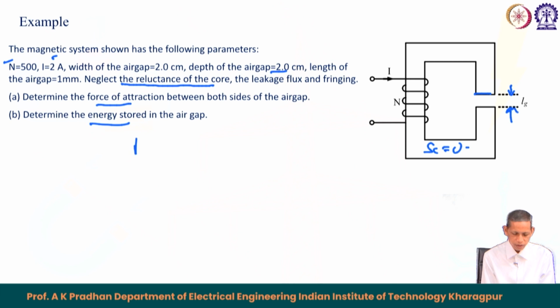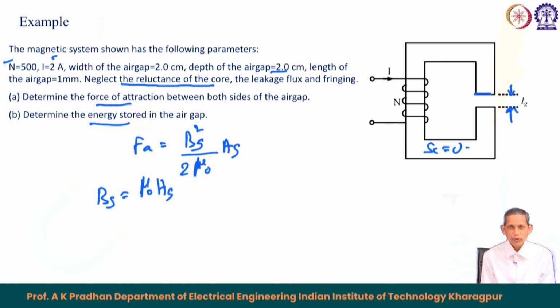In the earlier derivation we saw F equals B g square upon 2 mu naught into A g. This requires B g, but B g equals mu naught into H g. Here H g equals, note that we have H C L C equals 0, as given, since the reluctance of the core is neglected. So, that equals S phi part.